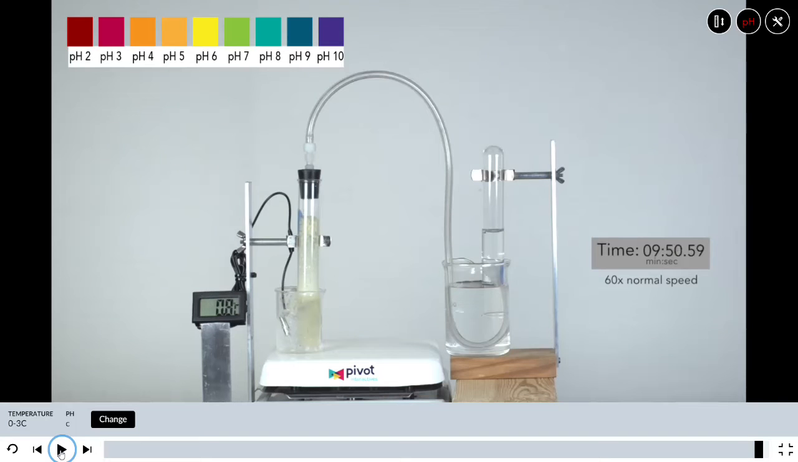All right, so I'm at 9:50. I'm going to leave it at that. And what I can see now is how far the water level was pushed down by the oxygen that formed.